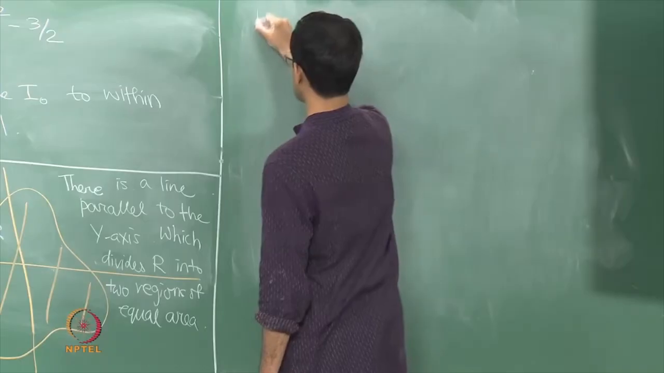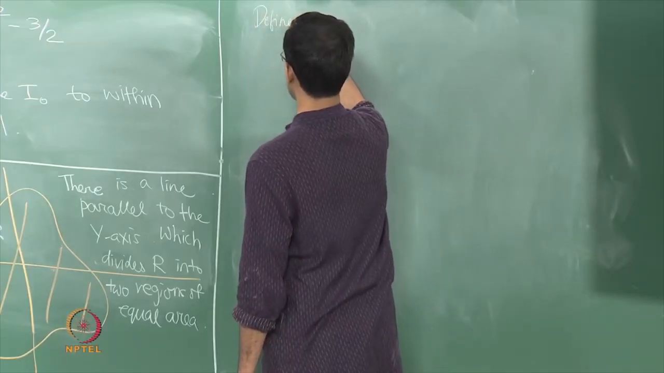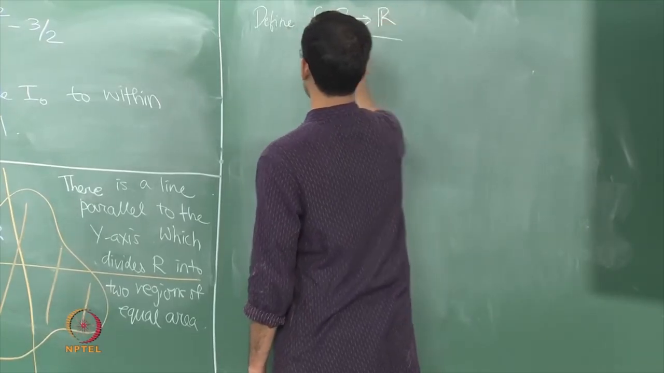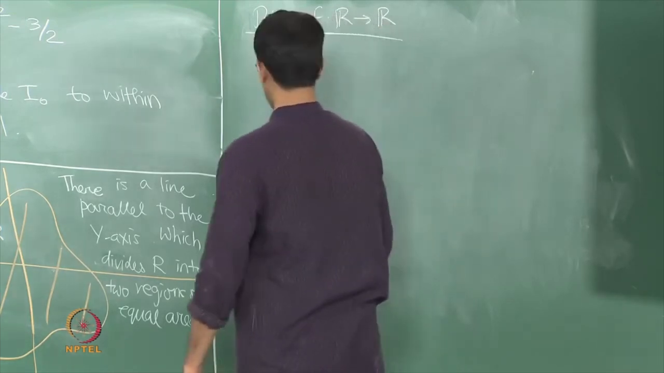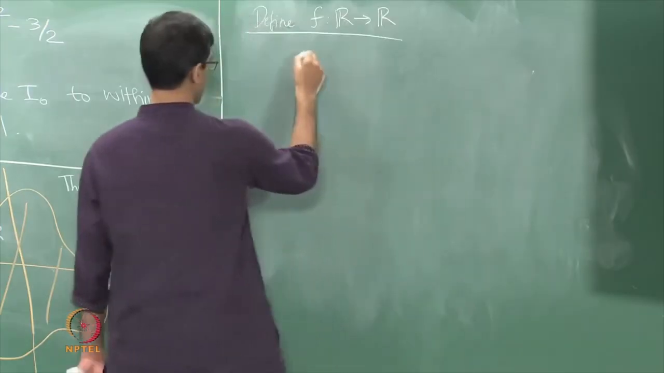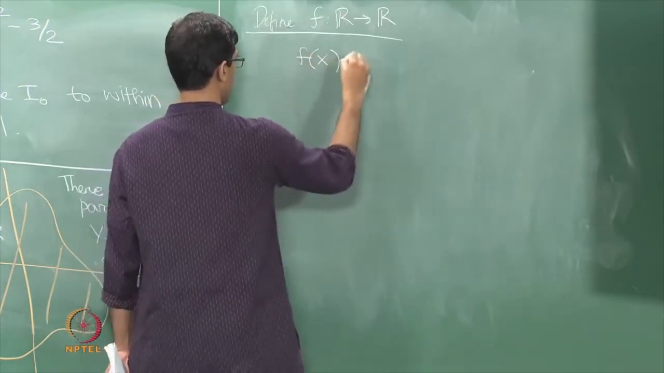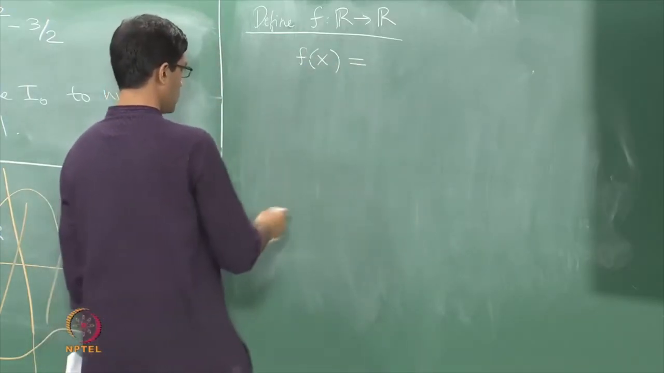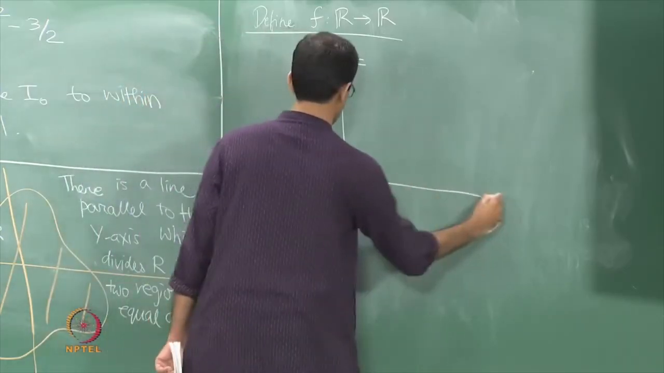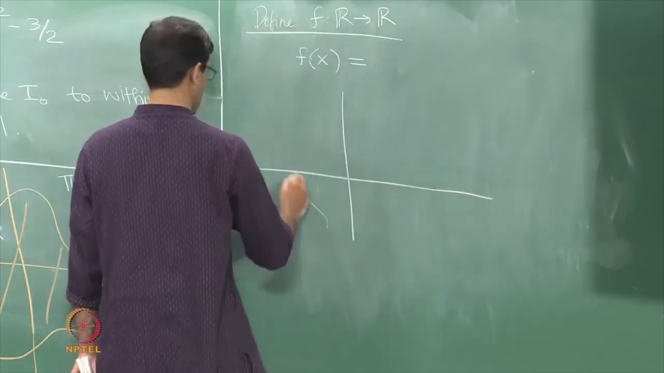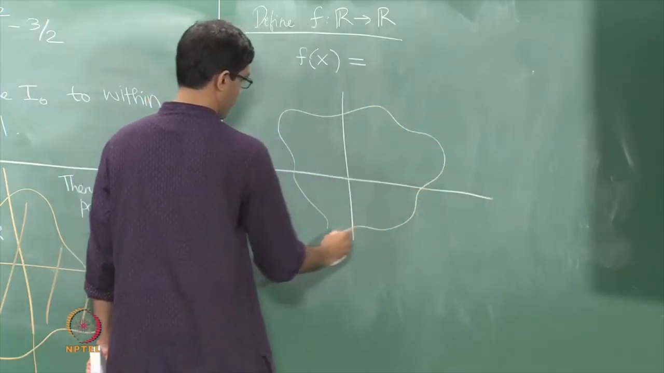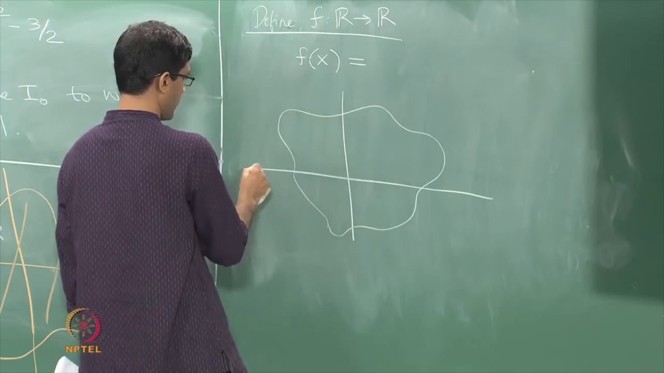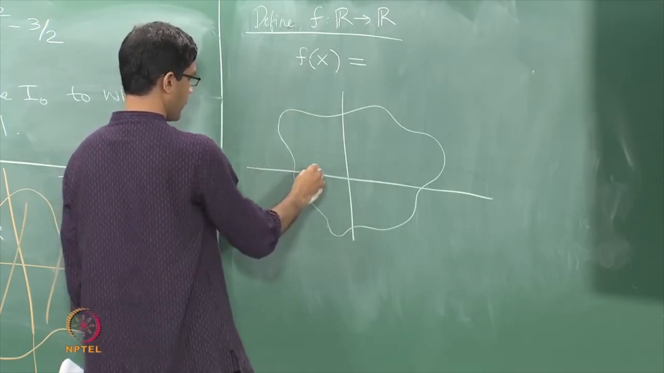So what does this mean? By the intermediate value property, there must be some value x naught between A and B such that f at x naught is 0. And observe that the value at x naught being 0 precisely means that, so let's draw the line through x naught, the area to the left of x naught is equal to the area to the right of x naught. That's exactly how the function was defined. So this is exactly the bisector that we are looking for, something which gives you two pieces of equal area.